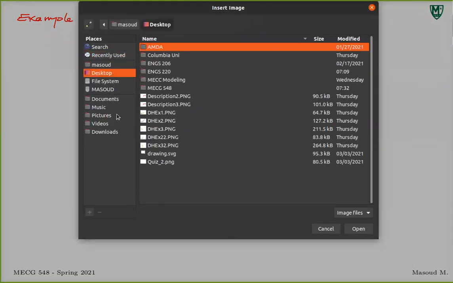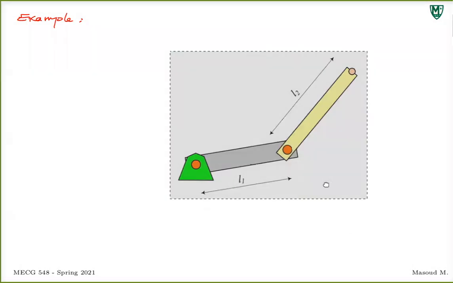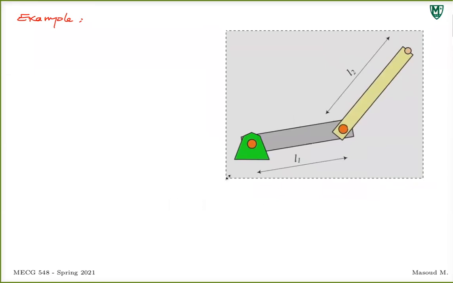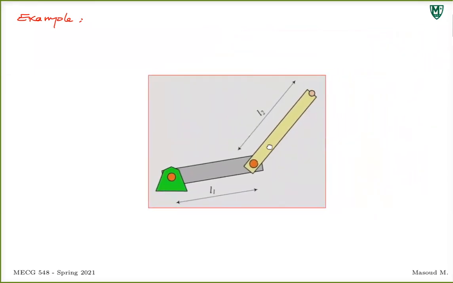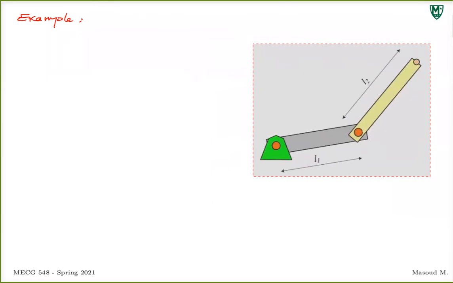I do have the picture somewhere. Figures, I think it's DH example 1. Let me just bring it here. Desktop. DH example 1. There you go. Let's figure out what we can do with this. I'll just keep it on the side.